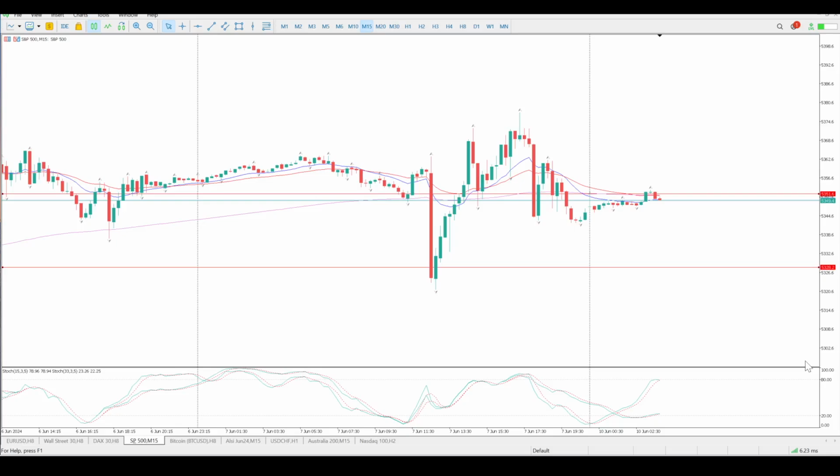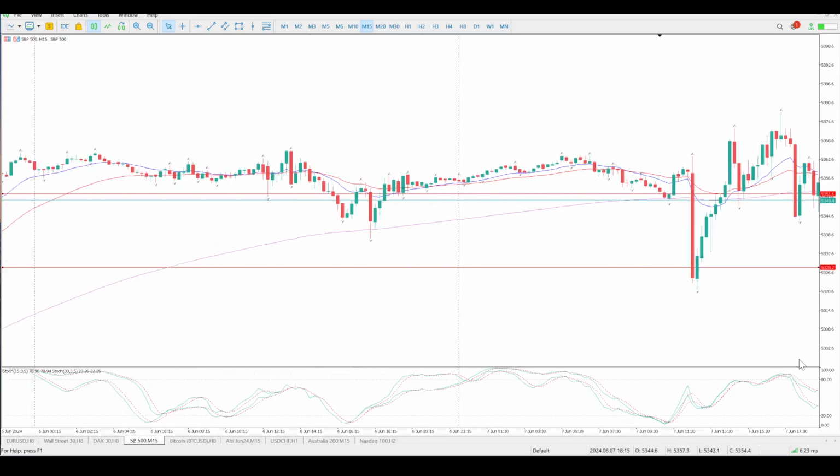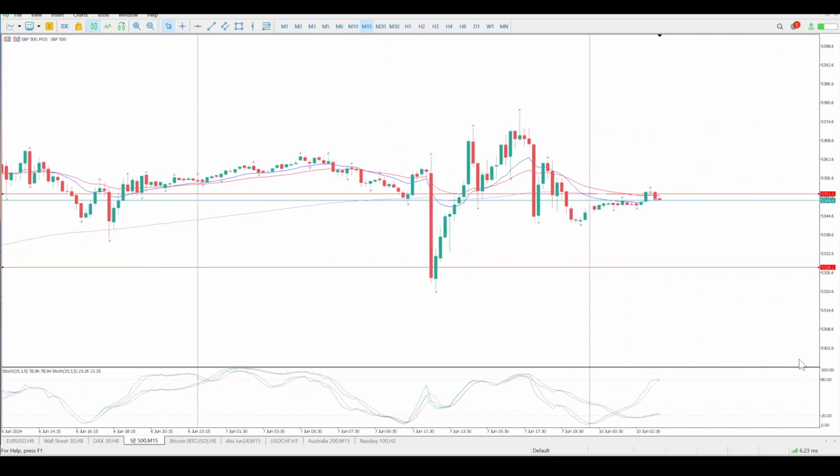So Mondays are typically muted. What do you want to do? Toss a coin. Let's see if we can get something moving. The last 2 days has just been sideways more than anything else.